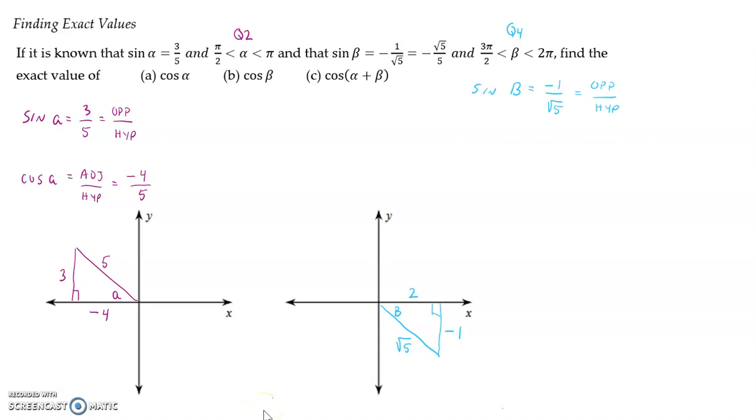For part B, they asked us to find cosine of B, which means we're going to use the triangle that we drew on the right-hand side. Keep in mind that cosine here is our adjacent side over our hypotenuse. Our adjacent side was a 2, and the hypotenuse was radical 5. If you want the rationalized version, you can multiply top and bottom by the radical 5, and this will give you 2 radical 5 over 5.